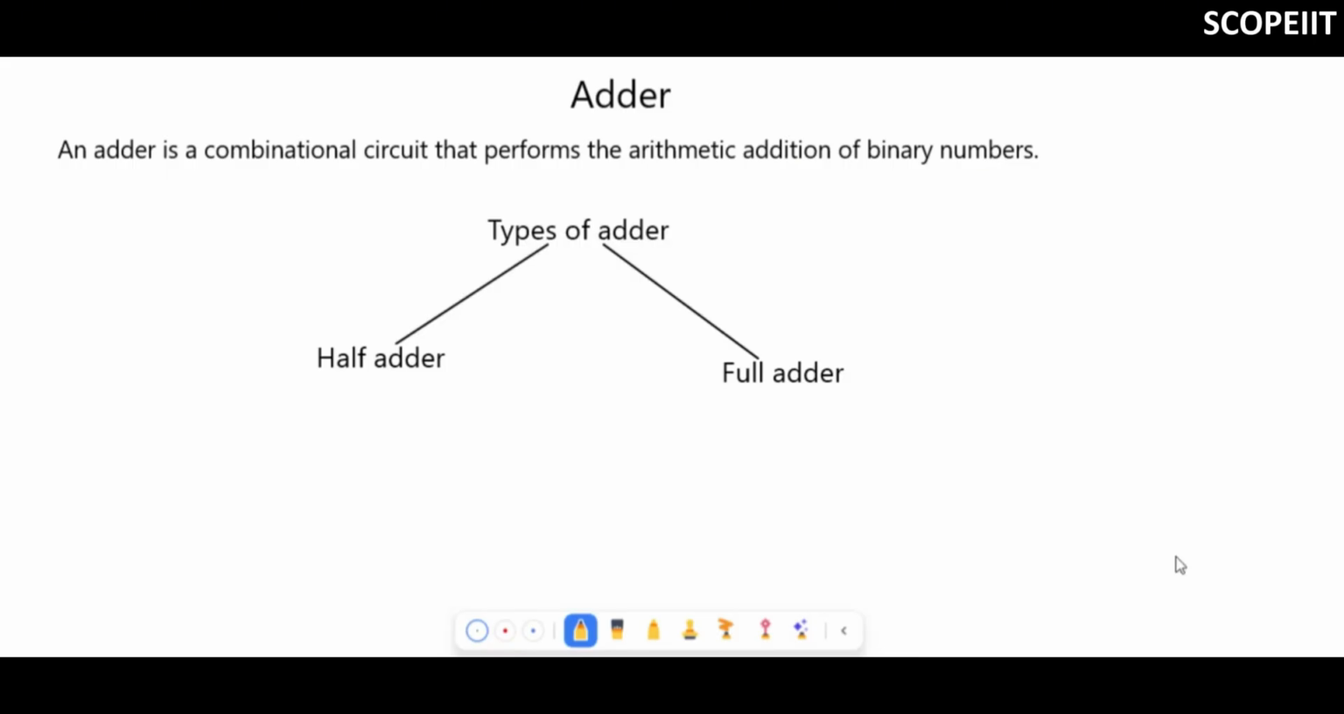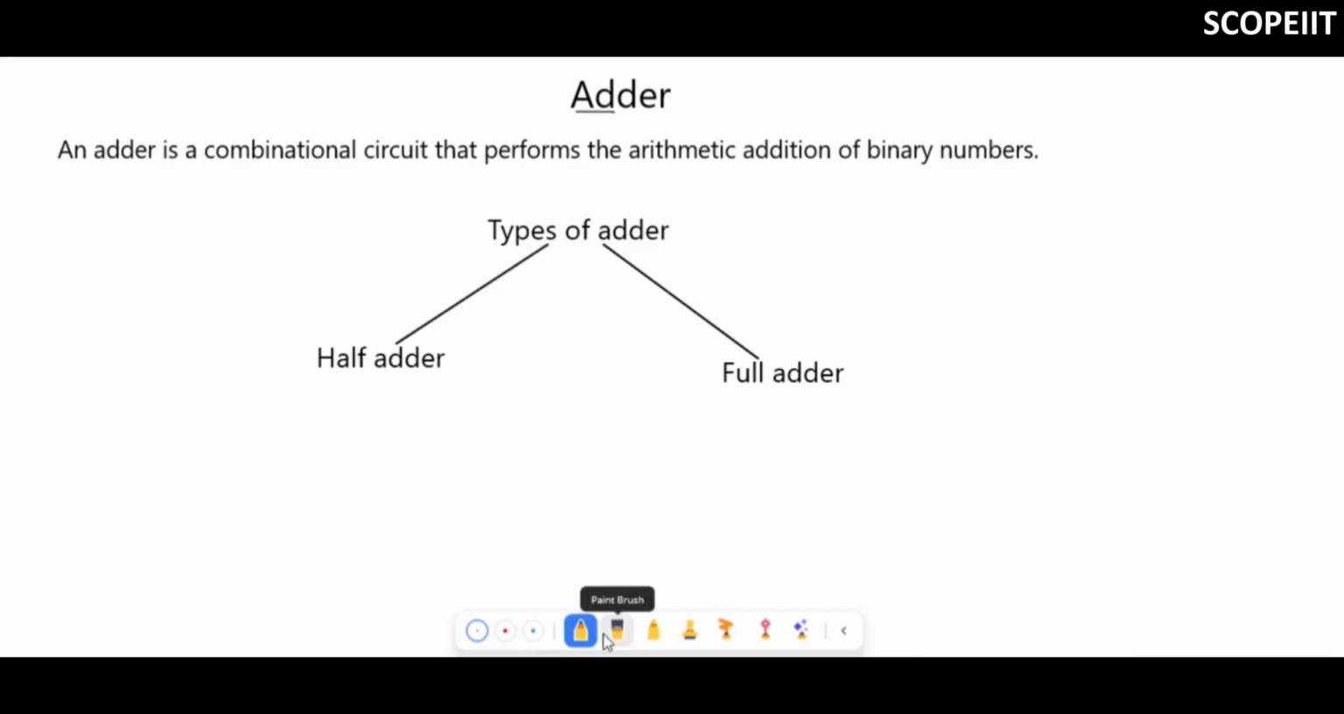Today we'll discuss the topic adder. What do you mean by adder? An adder is a combinational circuit that performs the arithmetic addition of binary numbers. Adder means add, so which operation will it perform? It will perform the addition operation. Basically there are two types of adder: one is the half adder, another one is the full adder.